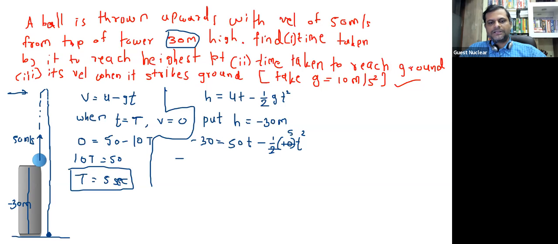Okay, so we get minus 30 is equal to 50t minus 5t square, correct. Now if we bring all those terms to this side, we get 5t square minus 50t minus 30, which is going to be equal to 0. If we divide this whole equation throughout by 5, we are going to get t square minus 10t minus 6, which is equal to 0.